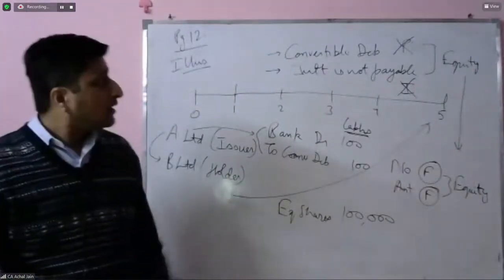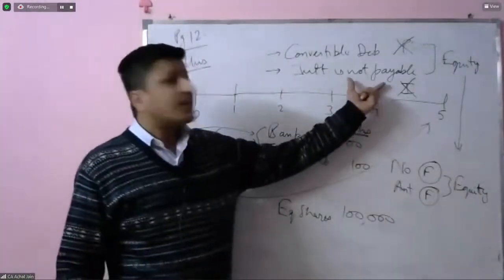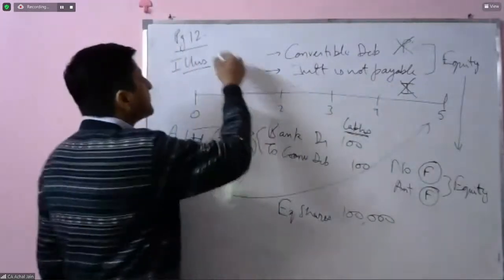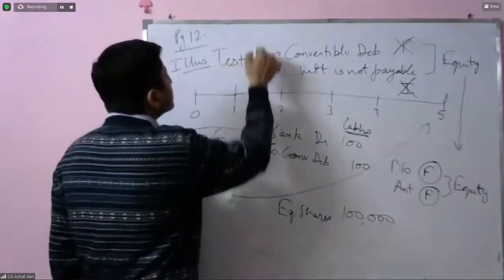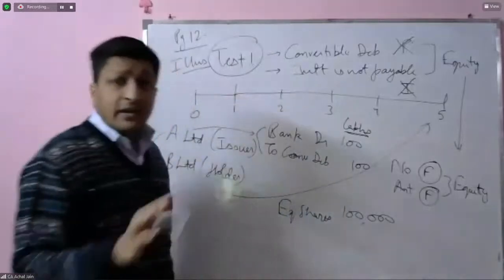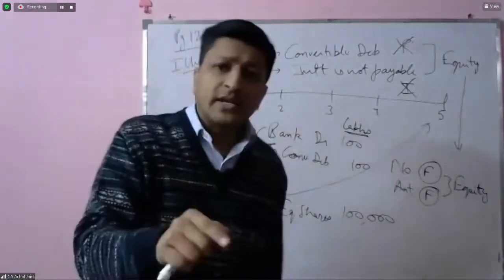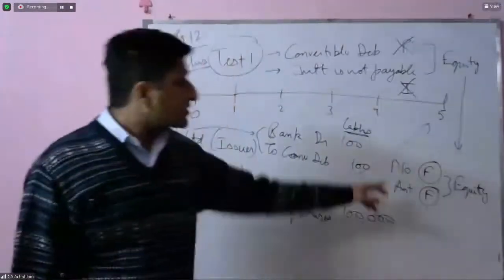That means this was my test 1. If test 1 calls an instrument to be equity, then I will perform this test number 2.